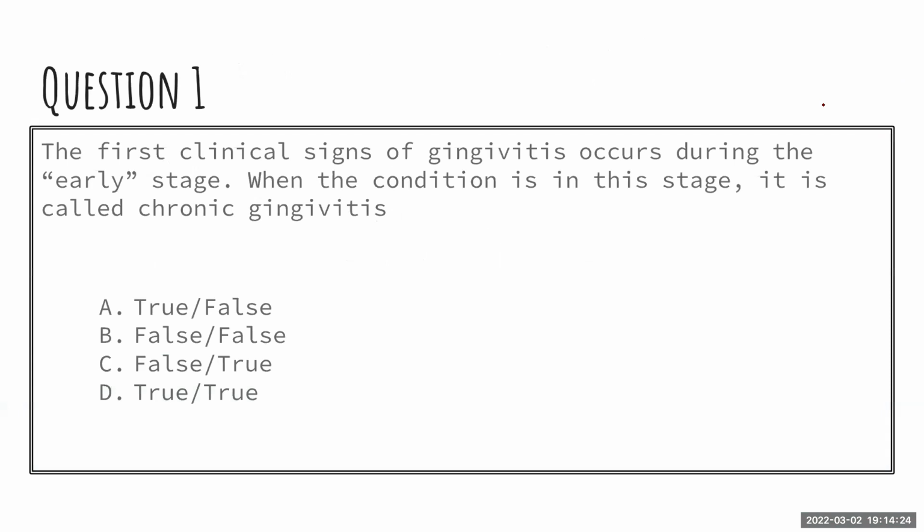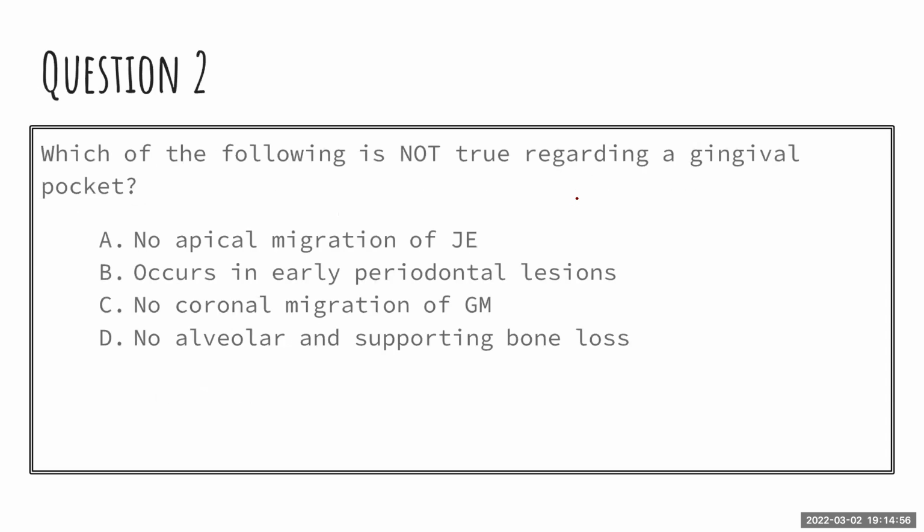The first clinical signs, this is a true false. The first clinical signs of gingivitis during the early stage, it's the early stage when it's seen. When the condition is seen in this stage, it is called chronic gingivitis. It's A, false. The initial lesion is subclinical, the early lesion is clinical, and that is acute, not chronic. That's the established lesion.